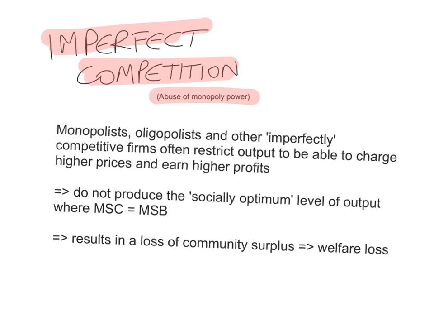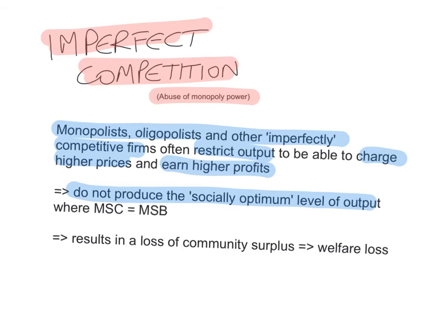So, monopolists, oligopolists, and other imperfectly competitive firms often restrict output to allow them to charge higher prices and thus earn higher profits. This results in them not producing the socially optimum level of output where marginal social cost equals marginal social benefit, which therefore results in a loss of community surplus or a welfare loss. This is another type of market failure.